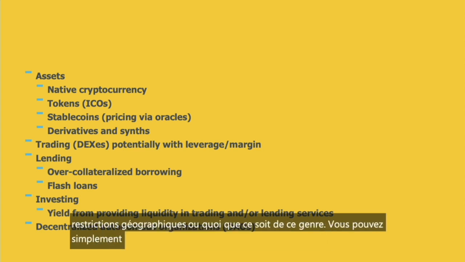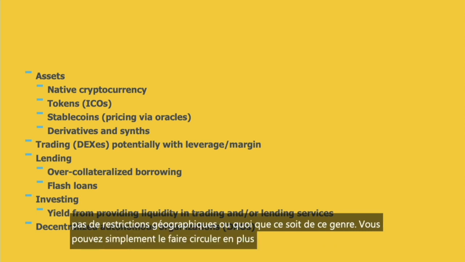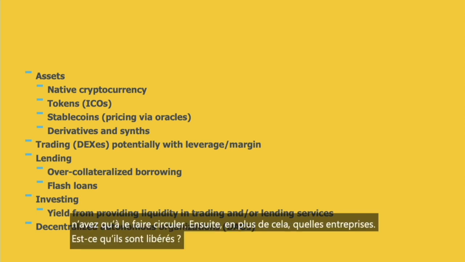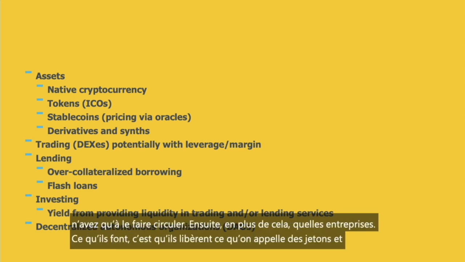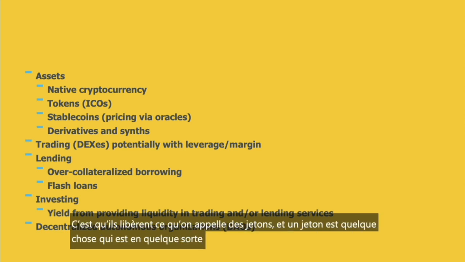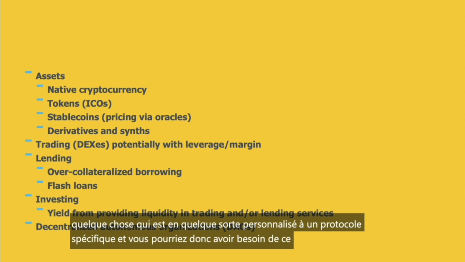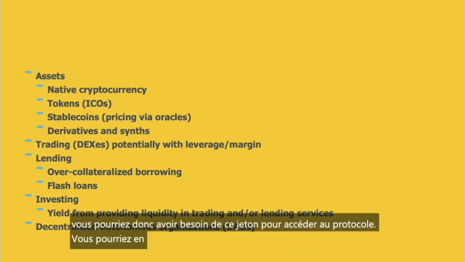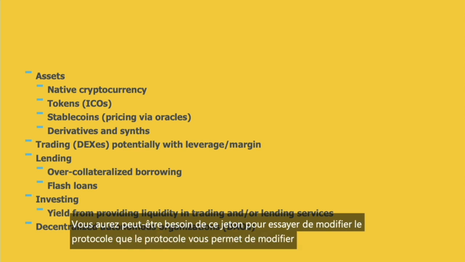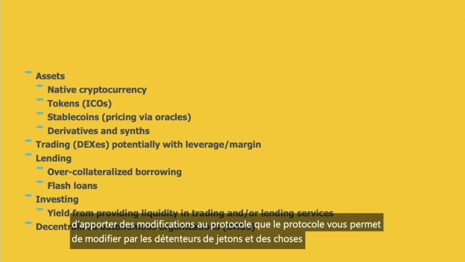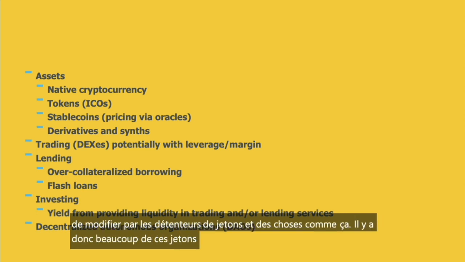Then in addition to it, companies release what are called tokens. A token is something custom to a specific protocol. You might need that token to access the protocol, or to make changes to the protocol where the protocol allows token holders to change things. There are lots of these tokens floating around.